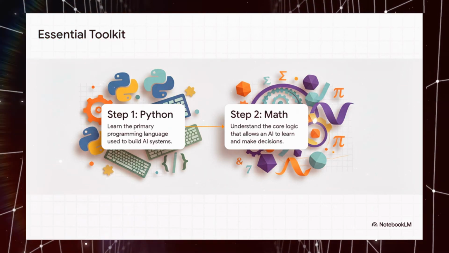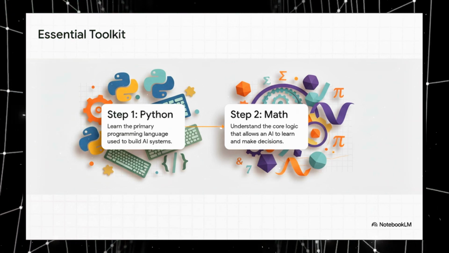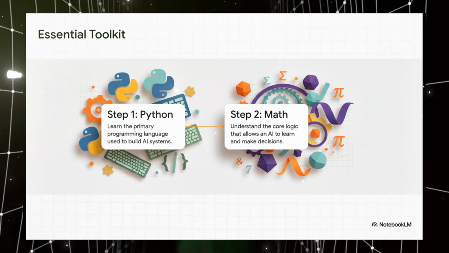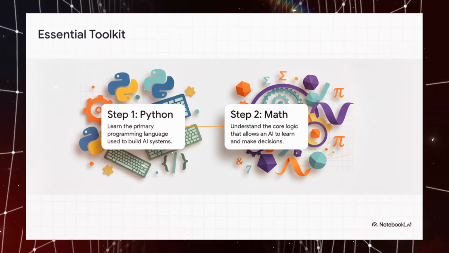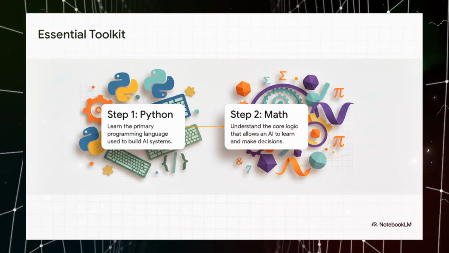And second, and don't tune out here, is math. We're talking about stuff like linear algebra, calculus, and probability. This isn't for a test. This is the actual logic the AI uses to see patterns and make educated guesses. It's the very core of how it thinks.